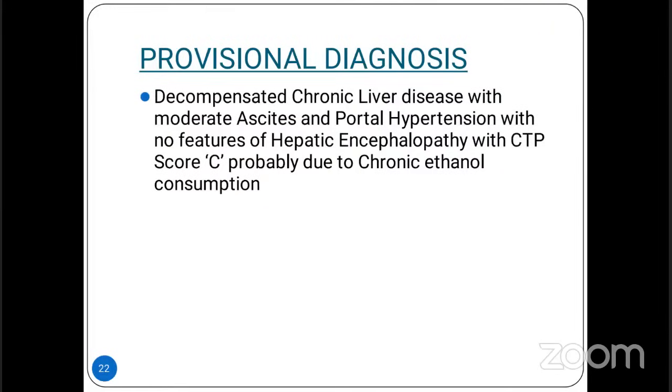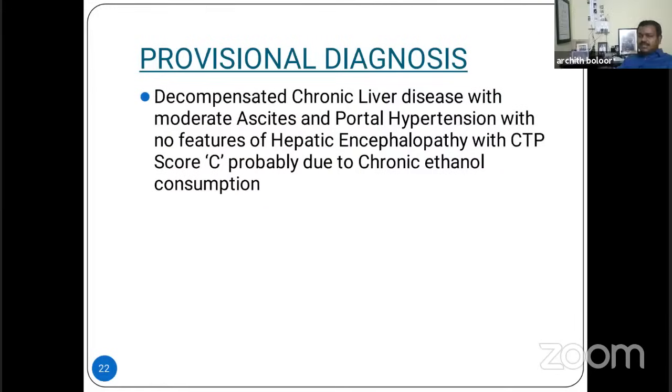Alpha fetoprotein levels will be elevated. And if you find portal vein thrombosis on the ultrasound, if it is seen, it is also a marker of hepatocellular carcinoma.